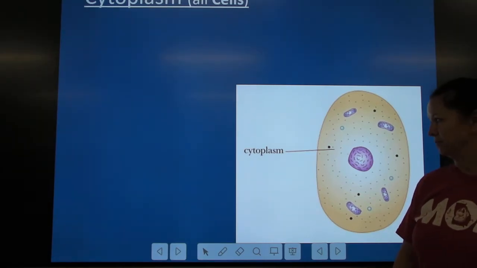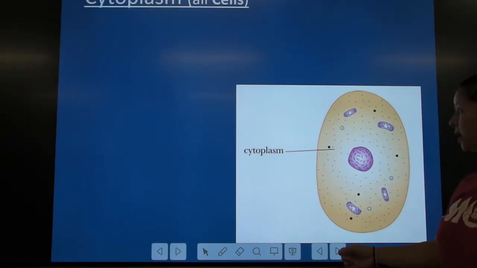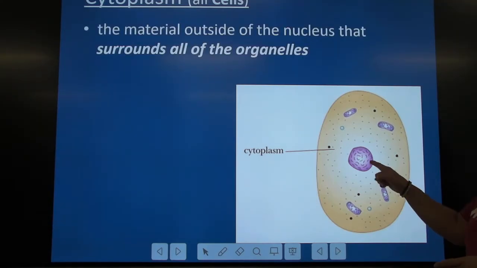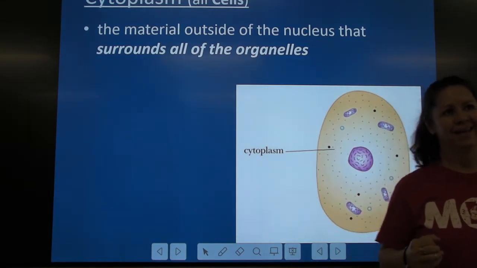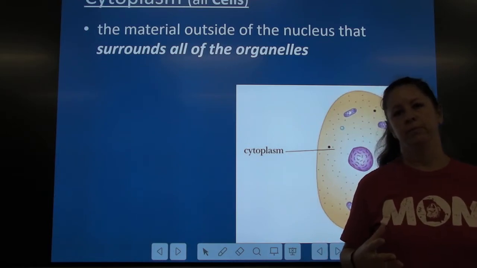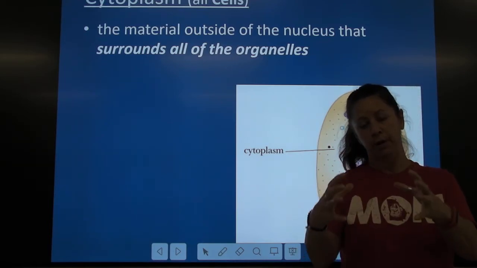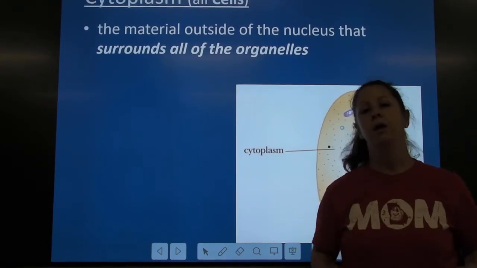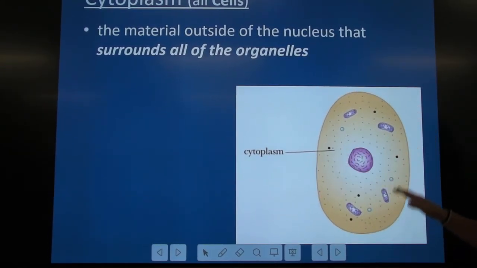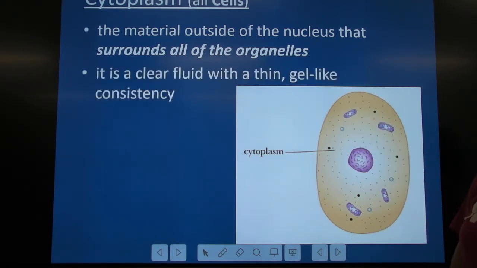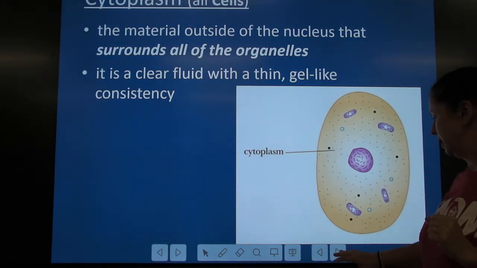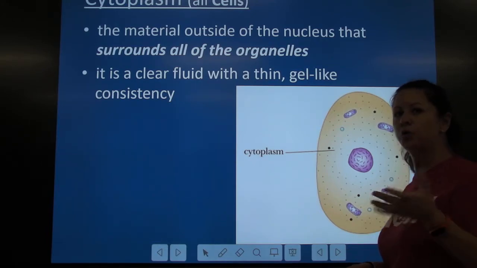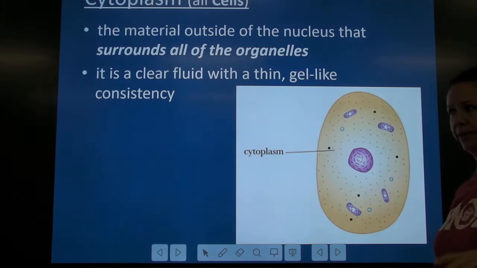Then you have the cytoplasm. Again, that's found in all cells, no matter what kind. And it's just the material outside of the nucleus that surrounds all the organelles. Yeah, it's kind of like the water in a water balloon. When you put water in a water balloon, you know, it pumps it up and it kind of holds the balloon shape. That's how the cytoplasm kind of works. It fills up all the space in the cell that's not taken up by the organelles. Okay? And it's a clear fluid and it has kind of a thin gel-like consistency. Lots of stuff happens in the cytoplasm, but we won't actually be talking about that.